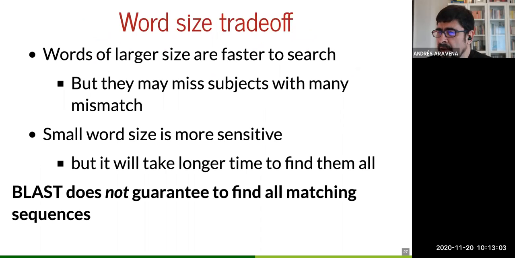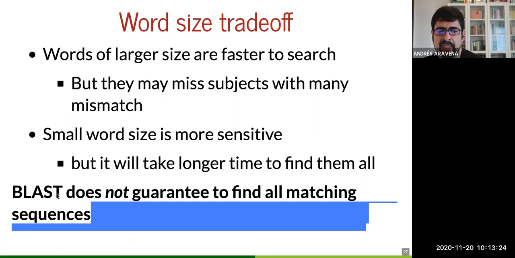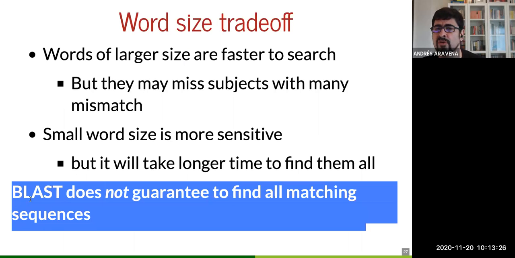So BLAST is not guaranteeing that we find everything. In particular, if you use words that are very large, it is very fast, but it may miss subjects with some mismatches. So BLAST may lose some, in particular if you're looking for sequences that are very different. If you have many mismatches, many indels, or many gaps, BLAST may not find them.